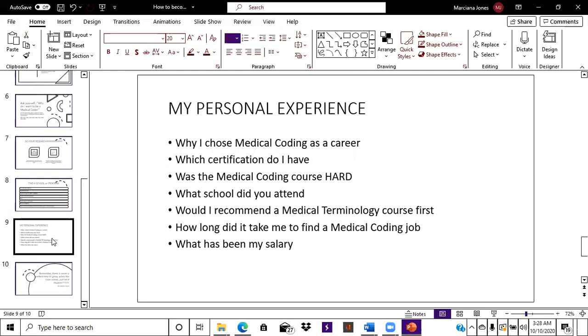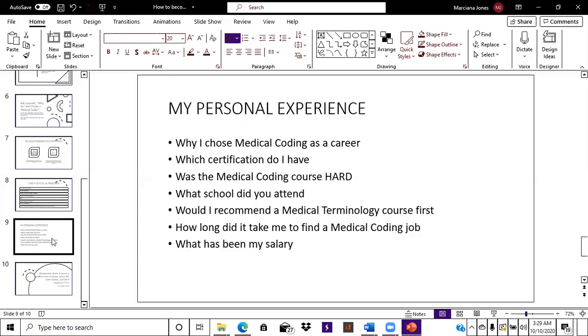So why would I go back all these years to get a degree? Let's take a year and a half of my master's or whatever the case is. Why would I go back and spend years for a degree when I can spend 16 weeks for a medical coding certification and probably make more money with this certification than I ever could with a degree? And that's what's happening now. This certification has made me more money than my degrees. So that's why I chose medical coding as a career. Which certification do I have? I told you guys I am certified through the AAPC.